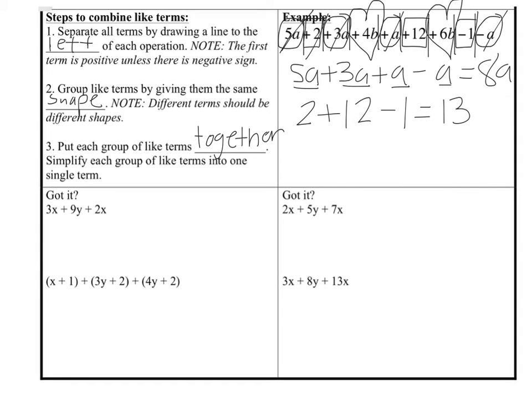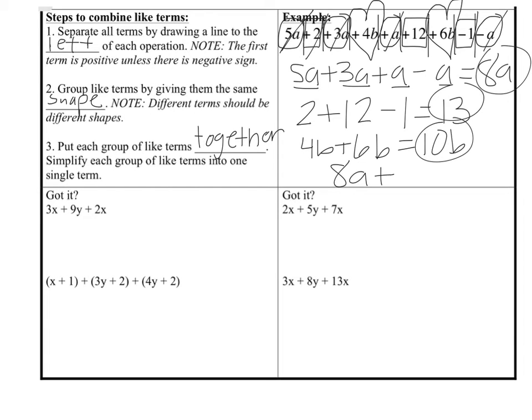All right, last we have our hearts. We have positive 4b. Remember, we really don't need to put positive 4b because I know that 4b is positive. And then plus 6b, and altogether that will give me 10b. Now I'm going to take these 3 terms and I'm going to write them as an expression. So 8a plus 13 plus 10b.